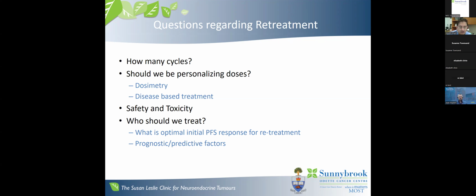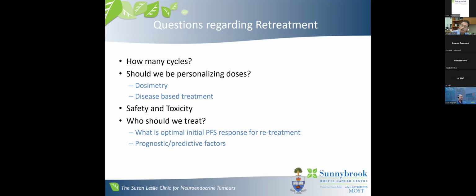Tailoring the treatment to patients? And what about disease? Should we be giving the same dose to patients who have pancreatic, midgut, grade 3, grade 2? And what safety and toxicity considerations does that hold? And also, who should we be treating? So what is the optimal initial PFS response for retreatment?